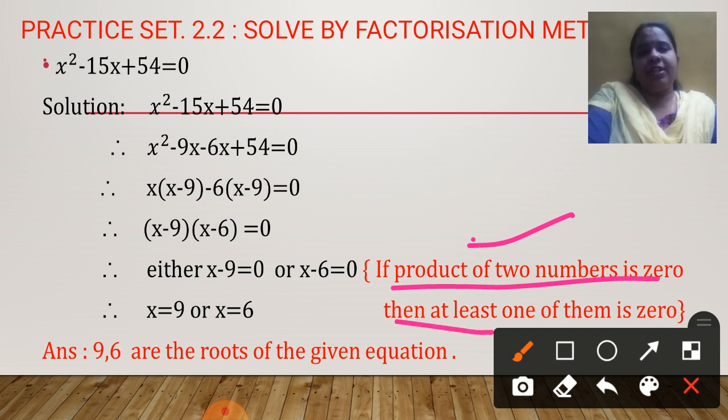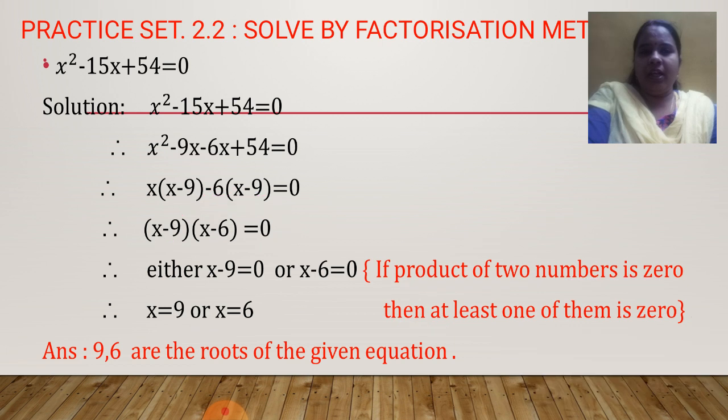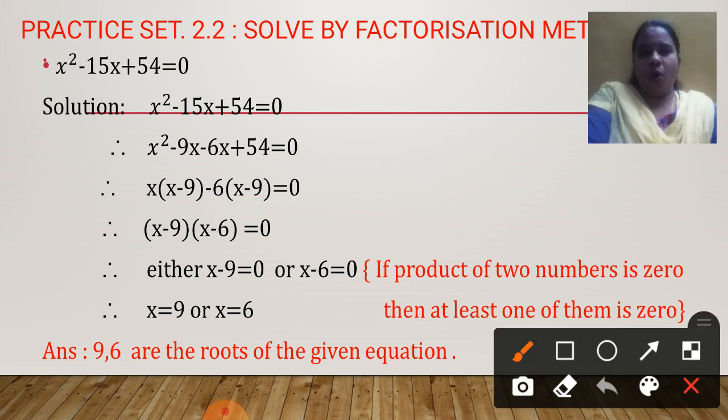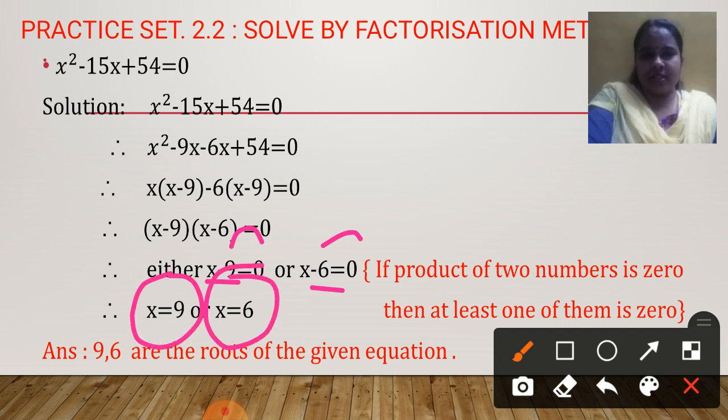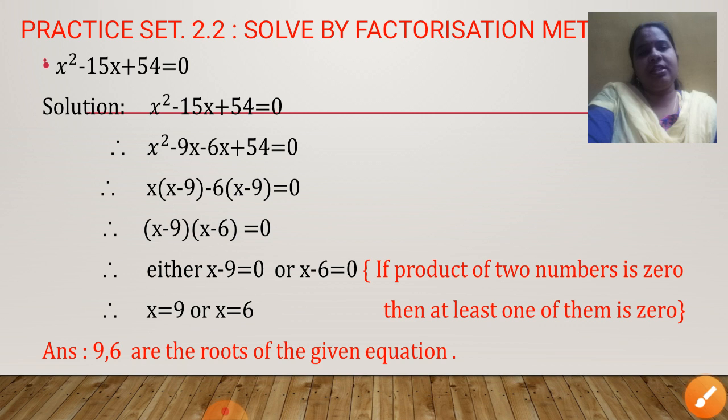Means what? See, these are two numbers, first number and second number. If the product is 0, then at least one of them is 0. Either x minus 9 is 0 or x minus 6 is 0. So from here you can very easily get the value of x. Shift this minus 9 here and minus 6 here. You will get x as 9 or x as 6. Okay. Final answer is 9, 6 are the roots of the given quadratic equation. So I hope you have recollected and understood the new additional steps that I have told you in this sum.